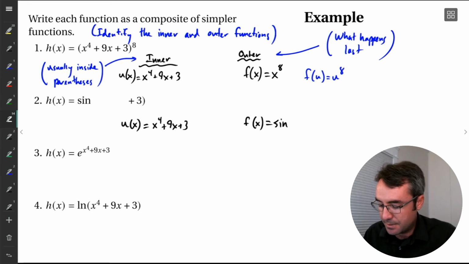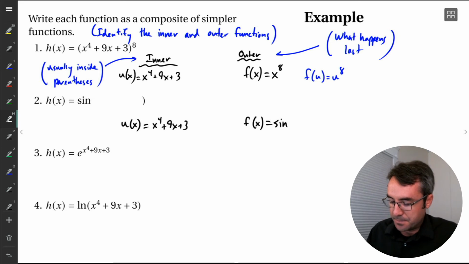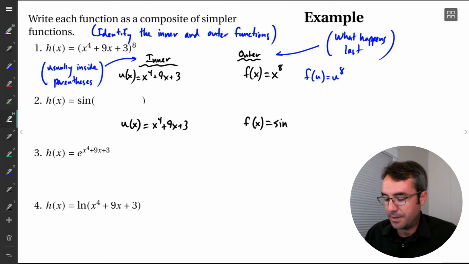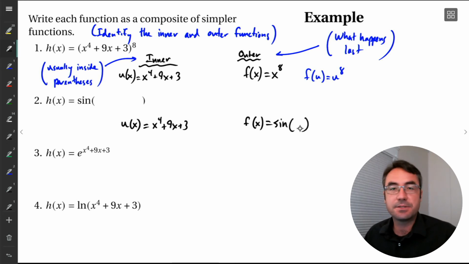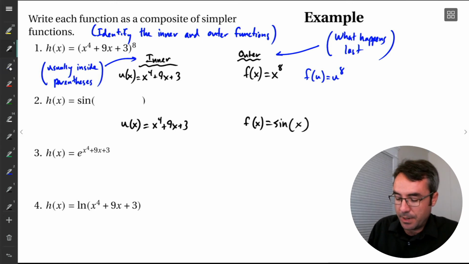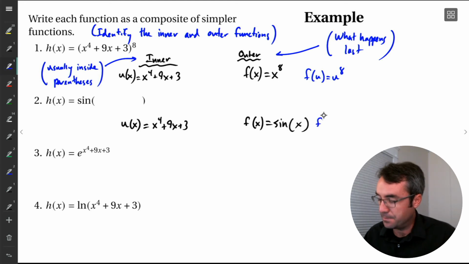So I'm saying that this polynomial here is going to be my inner function. So what am I left with? I'm left with, cover that inner piece up, and everything else then is going to be my outer function. So sine of x, or sine, and just decide on a variable to use. So we could either write this as sine of x, or really to emphasize the composition, we might say f of u is equal to sine of u.